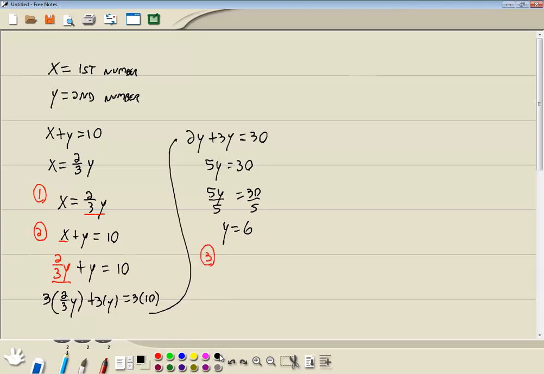Step 3. Plug this value into the equation from step 1. It'll always be solved for the other variable. So we got x is equal to 2/3 y. And we just said y is 6. So we got x is equal to 2/3 times 6. 2 times 6 is 12. Divided by 3 is 4. So our two numbers are 4 and 6.